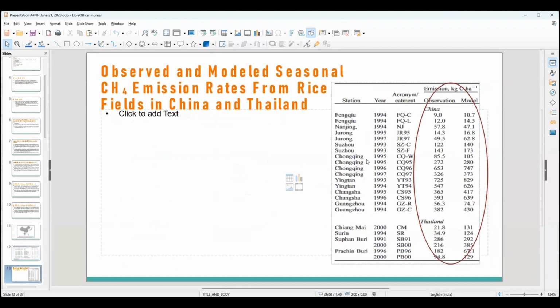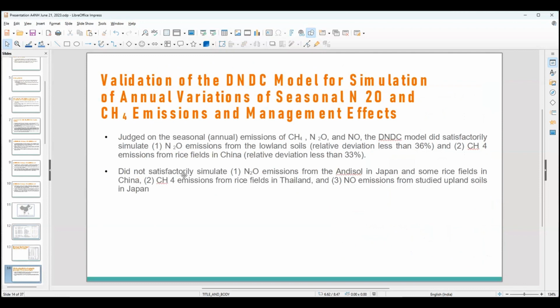So this is one of the tables from the paper, on observed and modeled seasonal methane emission rates from rice fields in China and Thailand. The main thing that you have to do here is to see what is the difference between what you observe and what the final model estimates are. That's the main ball game, and how close you are able to achieve. Why is the difference coming in? Those are the agricultural perspectives that one has to understand and then go into policy making.